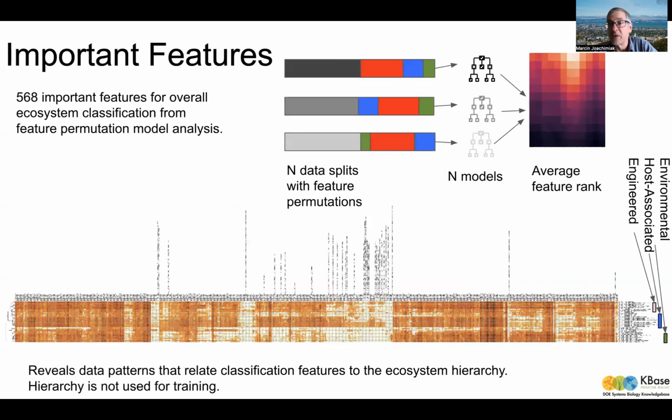Now, we were interested in the model performance, but I think we're much more interested in what the models had learned and the features and their biological interpretation. So to do this, we created N data splits, each with their own copies of permuted features, and we trained N models. Using those results, we're able to compute an average feature rank using the positions of the permuted features as natural thresholds. And the bottom is a heat map of the input data for this 568 important feature set.